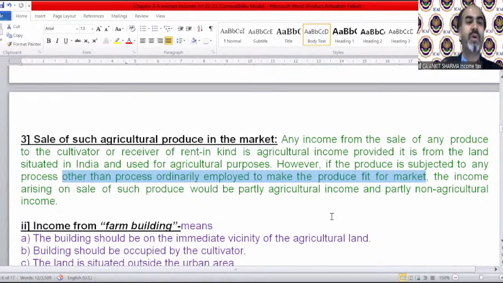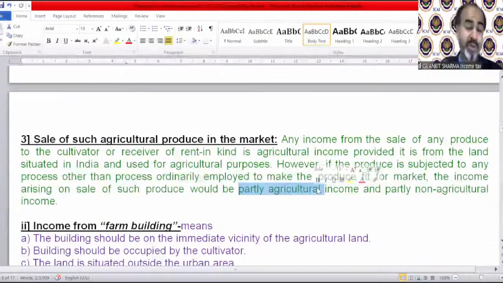The income arising on sale of such produce would be partially agricultural. I told you, if the activities are ordinary, then it does not matter. The income will be called agricultural income. But there are some activities which are not ordinary activity. Then some part of income will be agricultural and some non-agricultural. The agricultural part will be exempted and the non-agricultural part is going to be taxable. How, where, why, etc., I'll answer you. Relax.